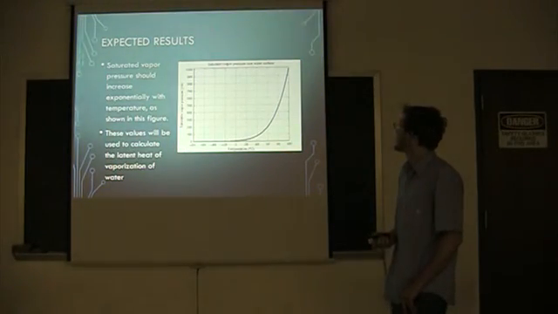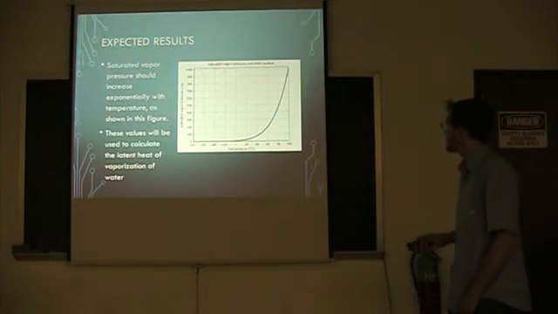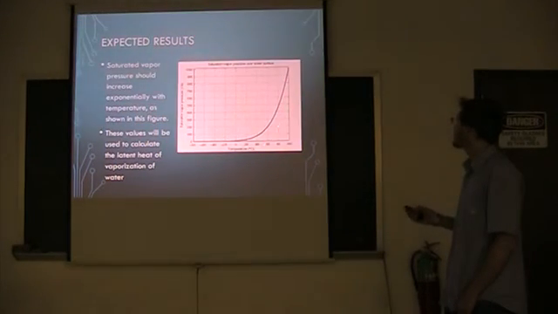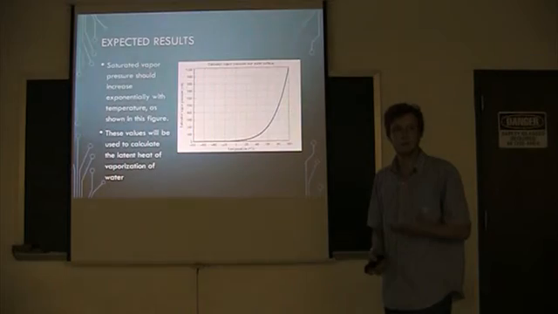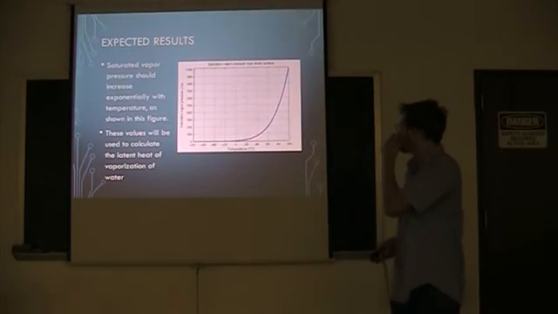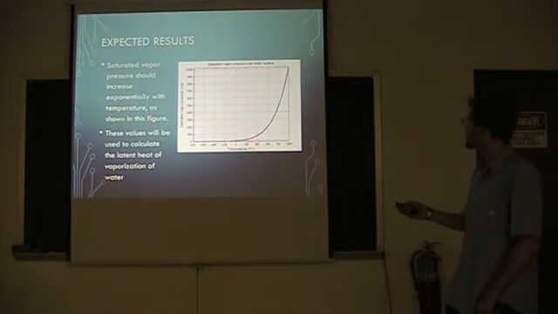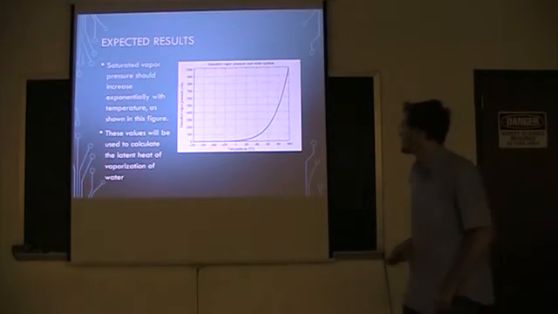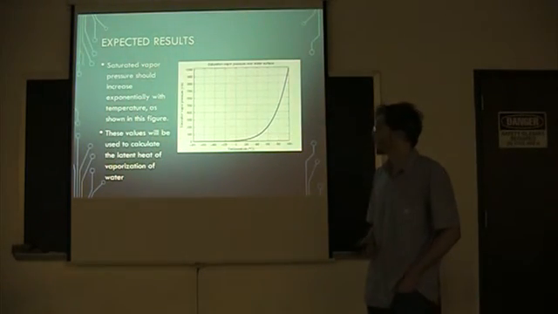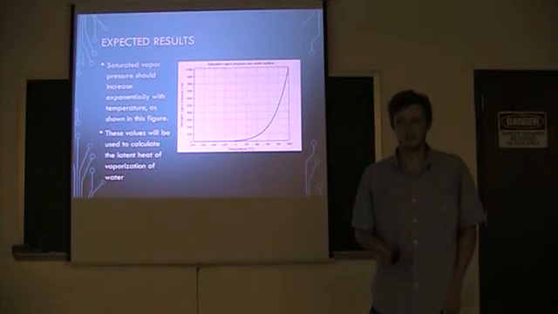So, expected results. This is a typical saturation vapor pressure over a water surface with temperature. So we should get something that matches something similar to this. Obviously, we'll be dealing with the ranges between room temperature, around here, going up to boiling. And these will also be used to calculate the latent heat of vaporization.